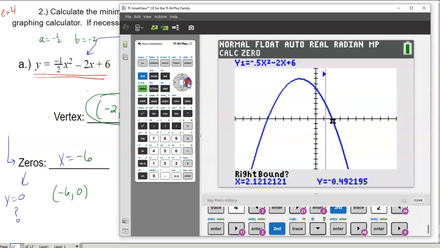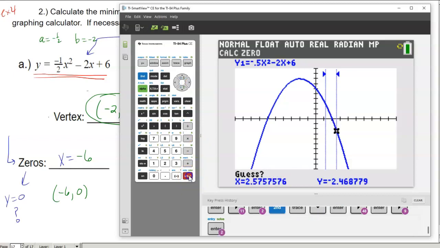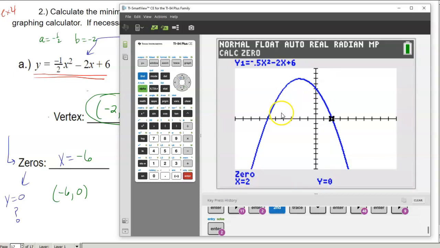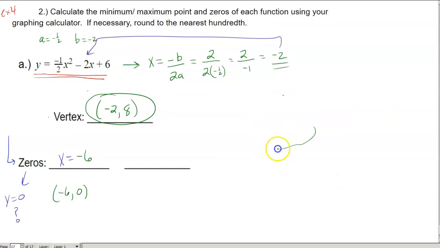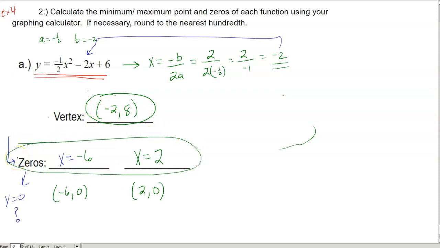And then I'm going to go to the right of it, or sort of below it, and then I'll hit Enter again. And now it gives me a 0 of 2. So if I plug in 2, it's going to give me 0. That means that x is 2, or a 0 is 2. So if I plug in 2 into my function, I would get another 0. So my vertex is -2, 8, and my zeros are -6 and 2 for that problem.